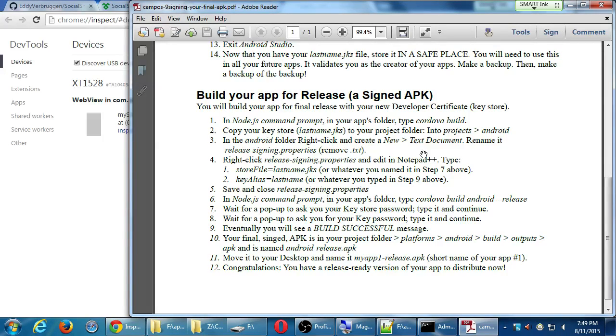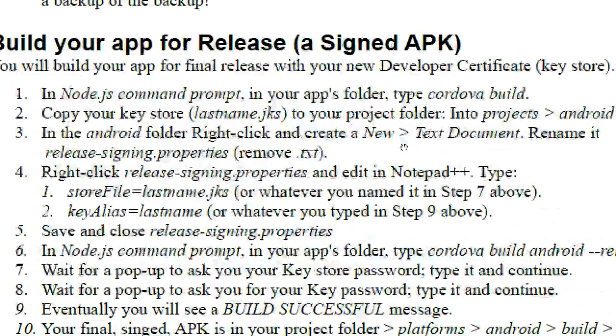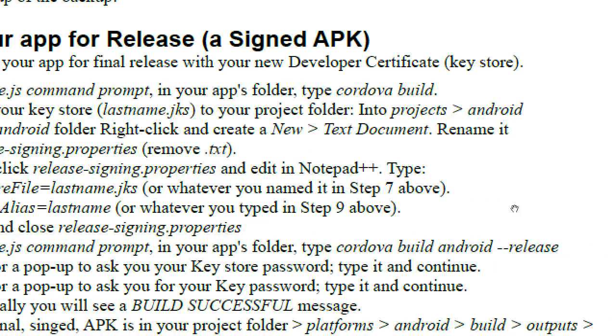Okay, so then two and three. Number three, we're going to create a very plain text file called release-signing.properties without the .txt at the end. And we're going to edit that release-signing.properties file to tell it our store file. Where is our JKS file? What alias, what user inside of the JKS file are we using? Save it and close it, and then we're going to run in the prompt: cordova build android --release.